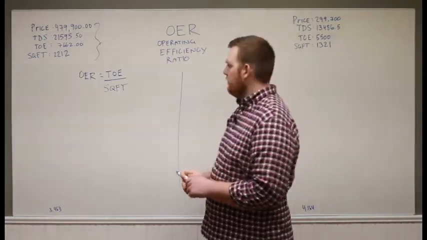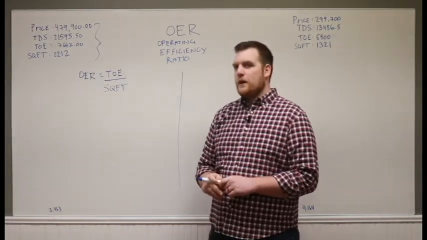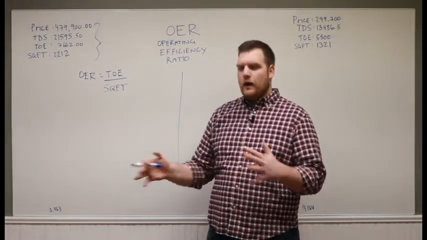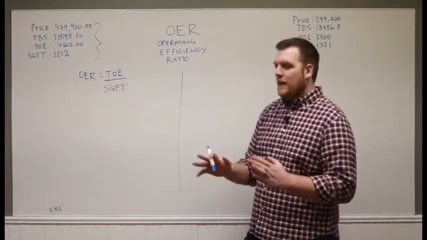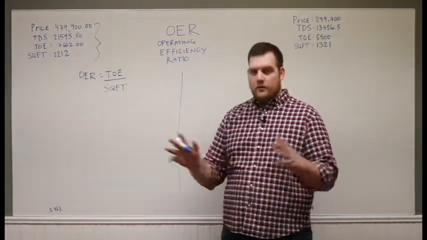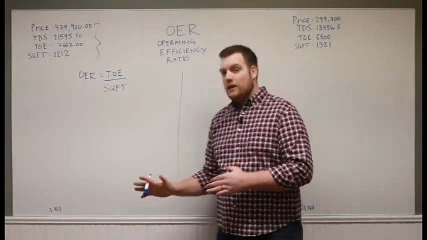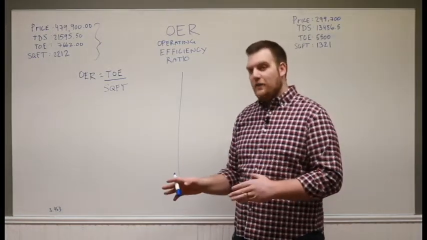So what does that really mean? What does this tell us? Why would this be important? So OER is useful when comparing properties, especially multifamily and commercial properties, to other multifamily and other commercial properties in your same market. Now, if you do these calculations for dozens of properties, you'll start to see patterns, and you'll start to see what a healthy operating efficiency ratio is and what an unhealthy one is.